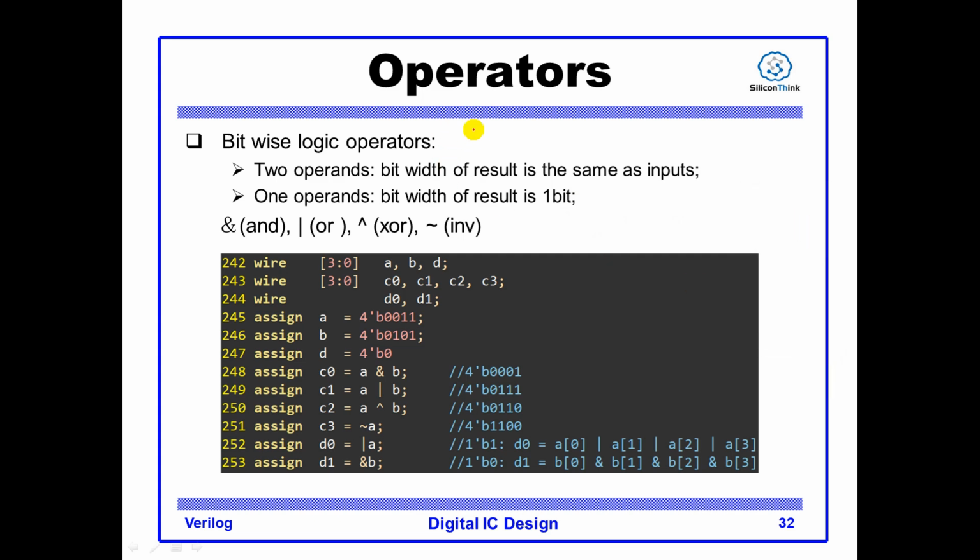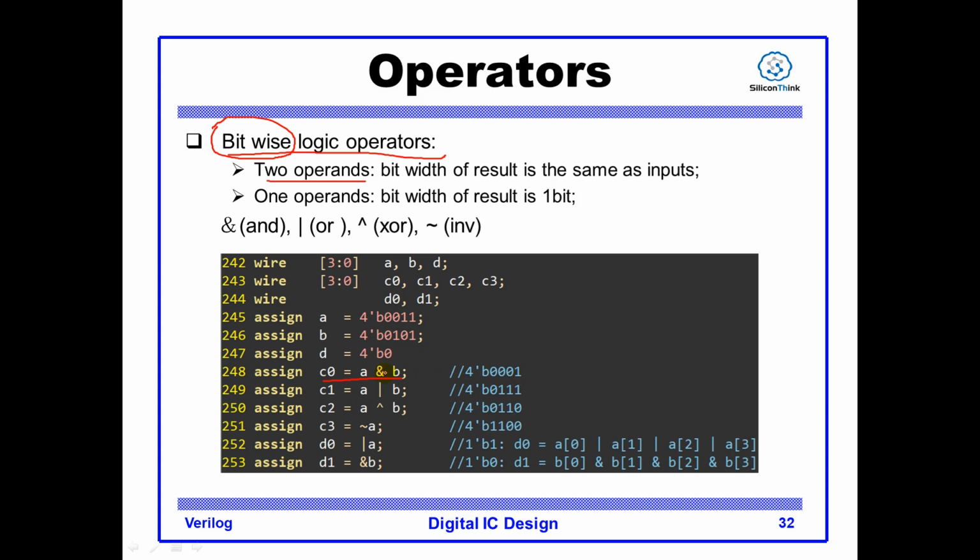There are some types of operators in Verilog. The first is bitwise logic operators. So please pay attention to bitwise. It means if these operators, AND, OR, exclusive OR, or inverter, are used on two operands, the bit width of the result is the same as the input. For example, A and B are 4 bits, and use this AND operator, the result will be 4 bits.